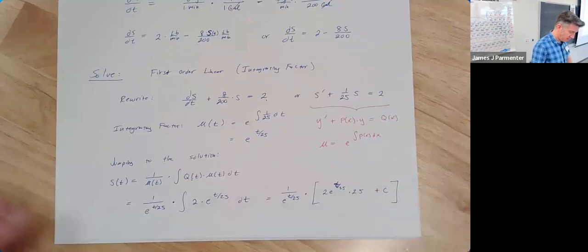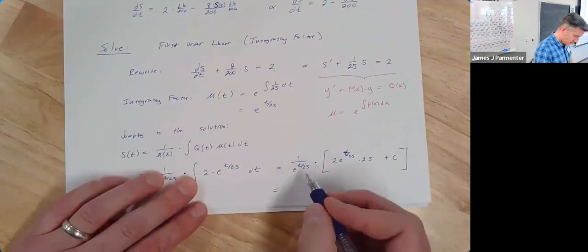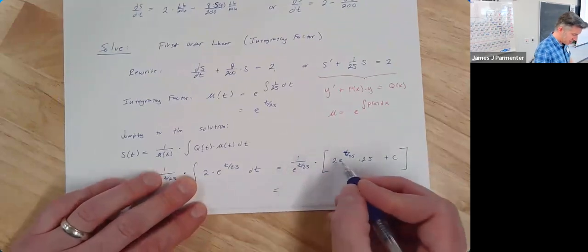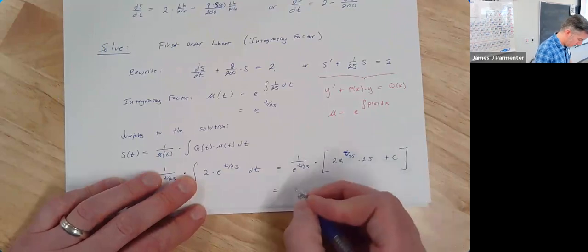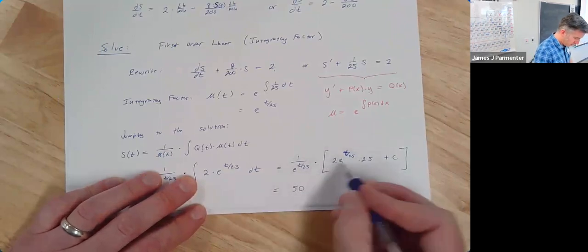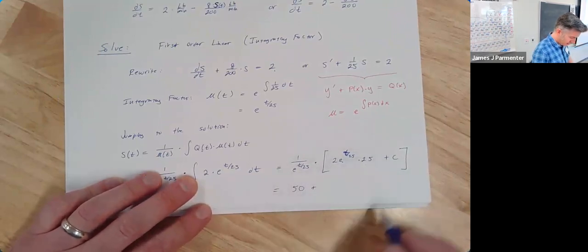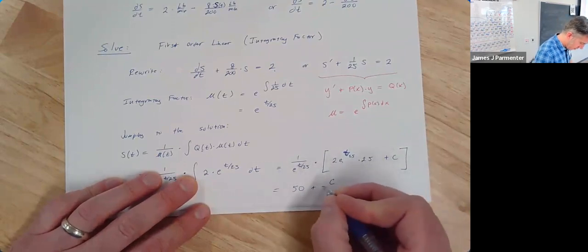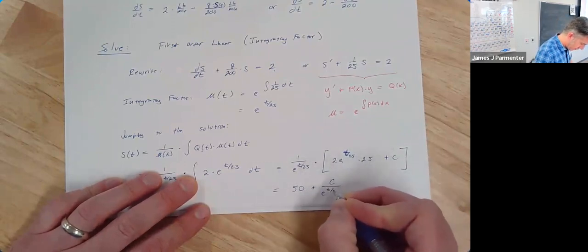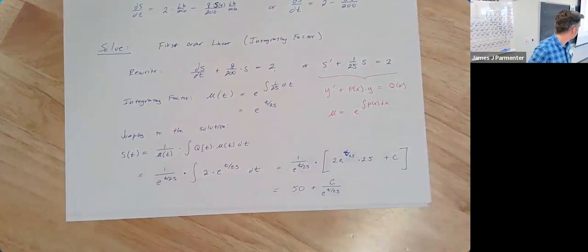I would probably multiply it through. We distribute this times this, the e to the t over 25 cancels, and 2 times 25 gives you 50. Then we multiply that by that, and I get c over e to the t over 25. And that is our general solution.